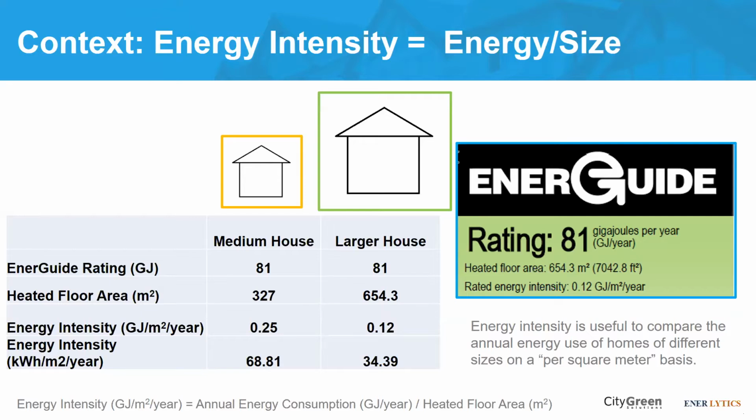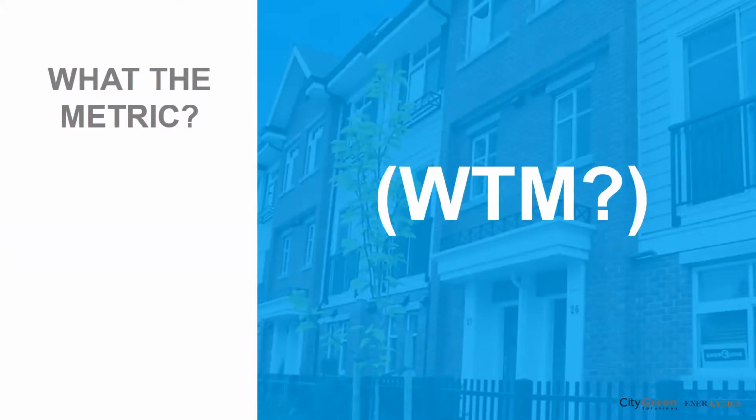Now, for this larger home to have 34.39 gigajoules a year versus 68.81 gigajoules a year, it had to be built more efficiently. In the next section of this report, we're going to focus on the BC Energy Step Code metrics and take a deep dive into each of them.